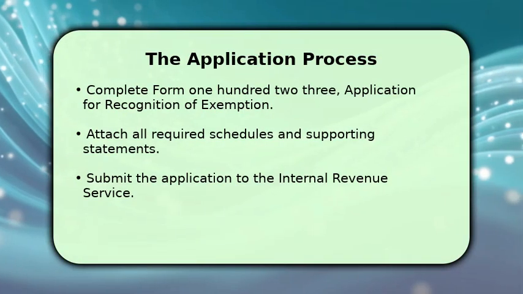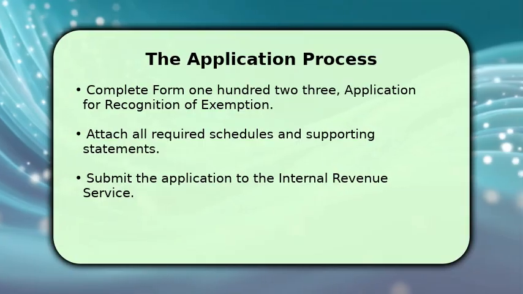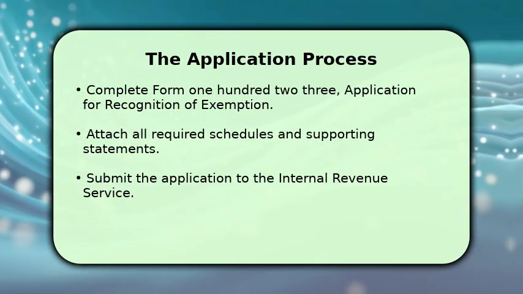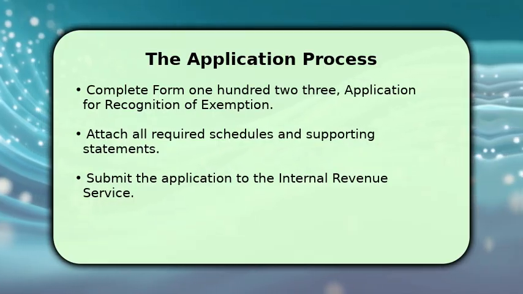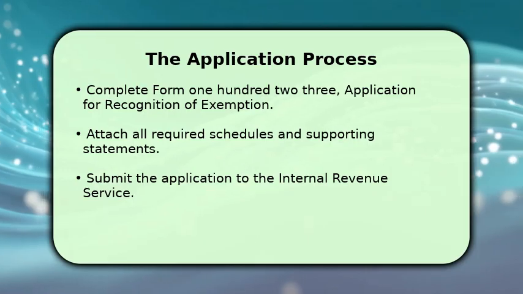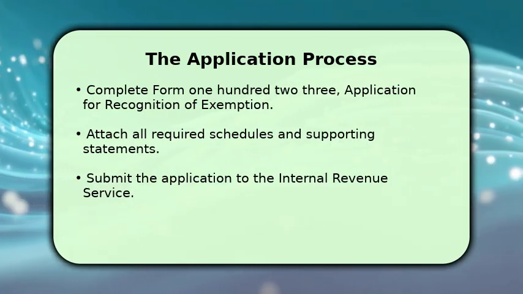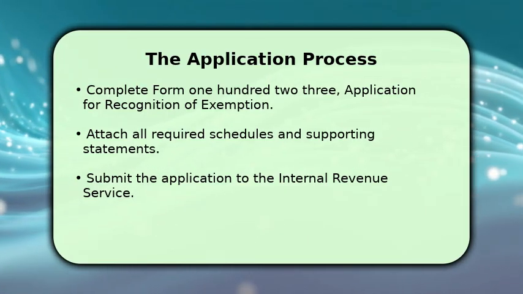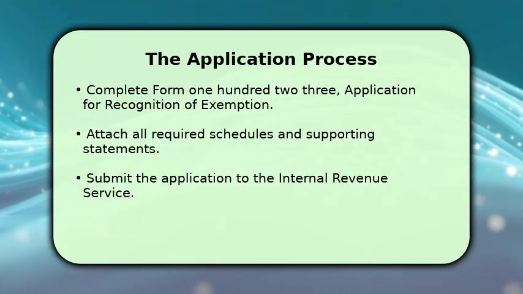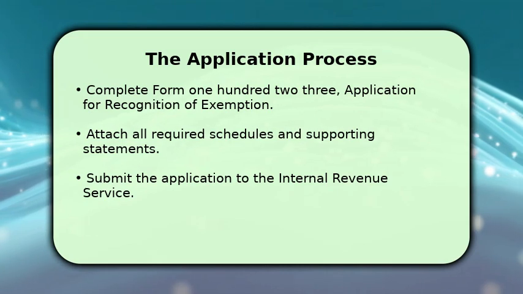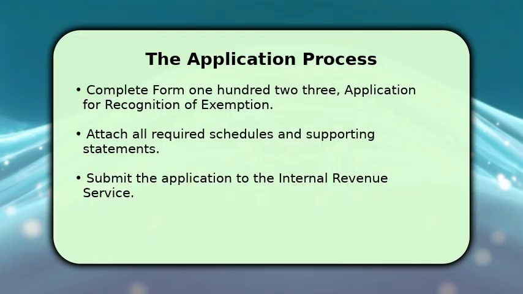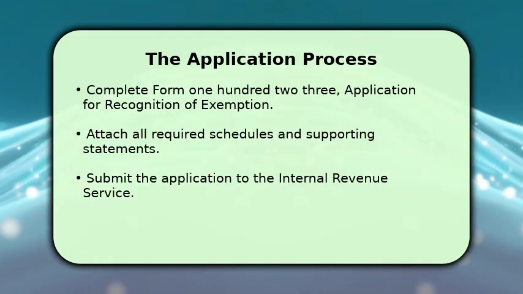The core of your application involves completing Form 102-3, which is the application for recognition of exemption. This form requires detailed information about your organization's purpose, activities, and financial data. Be sure to attach all necessary schedules and supporting statements, as these provide crucial context. Once everything is complete, submit your entire application package to the Internal Revenue Service for review.